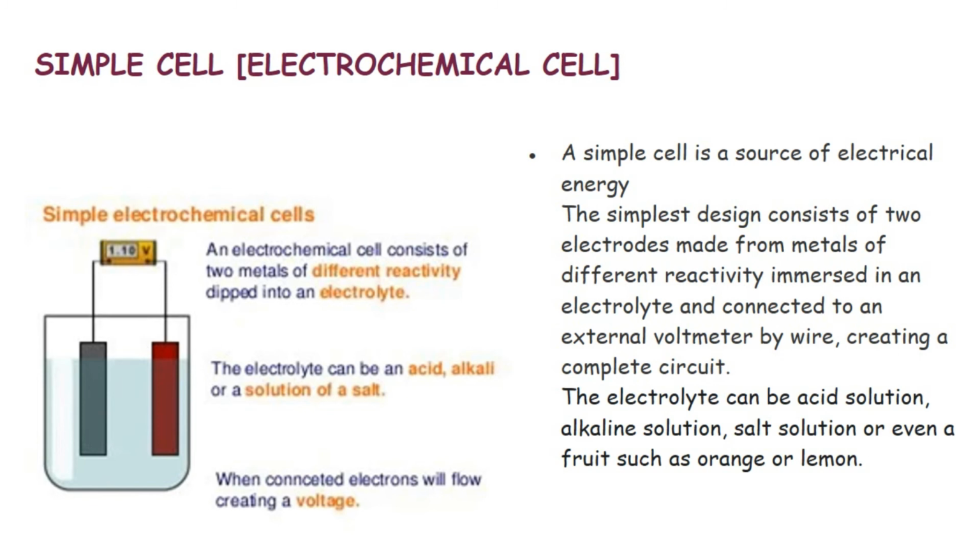The next topic is simple cell or electrochemical cell. A simple cell is a source of electrical energy. The simplest design consists of 2 electrodes made from metals of different reactivity immersed in an electrolyte and connected to an external voltmeter by wire, creating a complete circuit. The electrolyte can be acid solution, alkaline solution, salt solution, or even a fruit such as orange or lemon. The diagram is clearly given here. You can see 2 different electrodes immersed in an electrolyte, and it's connected to a voltmeter to read the voltage.